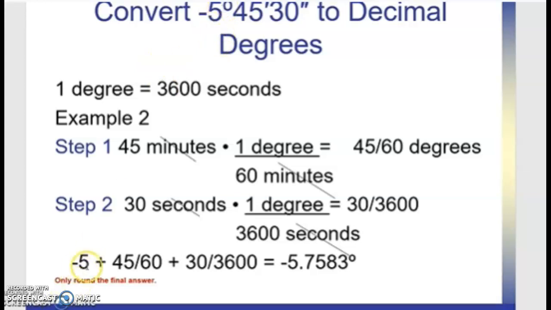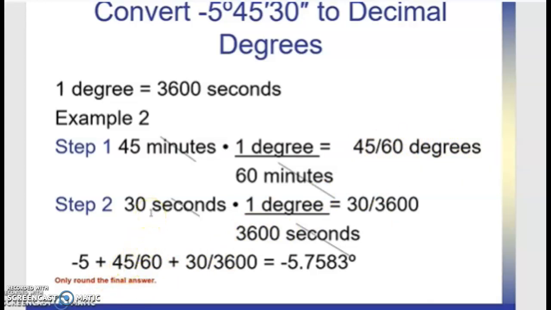-5 degrees, again, that is already in degrees. We do not need to change anything. However, the 45 minutes along with the 30 seconds must be converted to decimal degrees. So 45 minutes, just as in the previous problem, times the fact that 1 degree equals 60 minutes, written as a fraction, cross-canceling the minutes, we see that that's equal to 45 over 60 degrees. Moving that amount to our final answer.